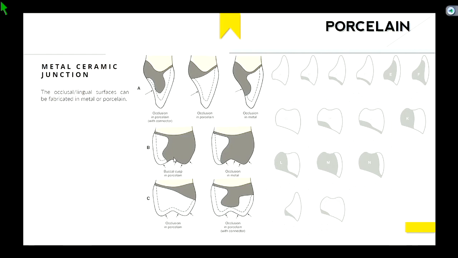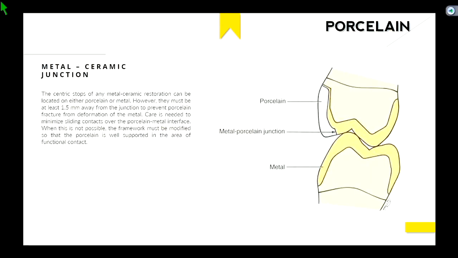So, of course, if you're going to do a metal functional cusp, then actually your reduction is still going to be the same here. It's 1.5 in your functional cusp. Okay? But there are certain situations in which you can be more conservative. And once you get to the anterior tooth, we'll know that if you're going to do a metal lingual here, you don't have to reduce as much tooth structure here because the metal is stronger than the porcelain. Okay? So you don't need to memorize all these designs. The idea is that the occlusal and lingual surfaces can be fabricated in metal or porcelain. Therefore, it's important to specify how you want it designed.